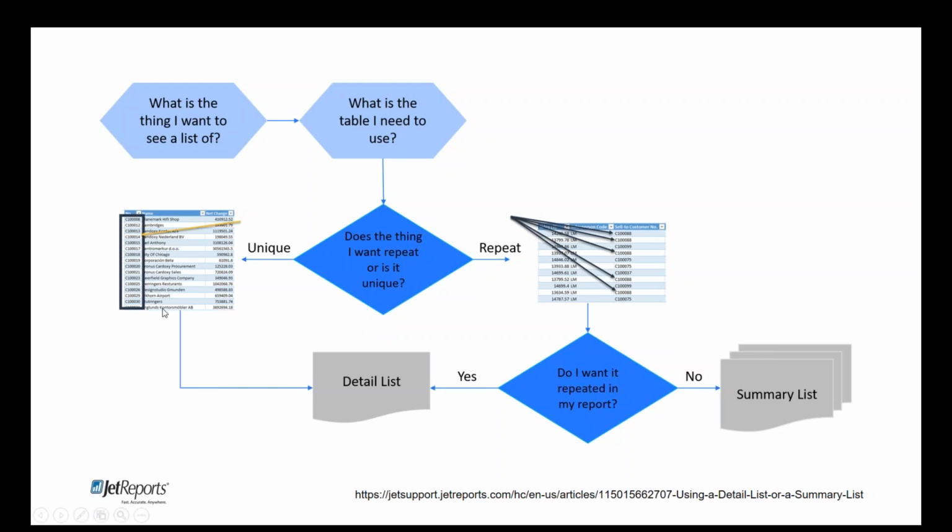As I look over here to the left, I've got a list of customer numbers. This happens to be a customer table. As I look through this list, I can say, in the customer table, no two customers can have the same customer number. The customer number is unique to every single customer within our database. So in that case, the customer number is the thing I want, and it does not repeat. It is unique, so I'm going to move to detail list.